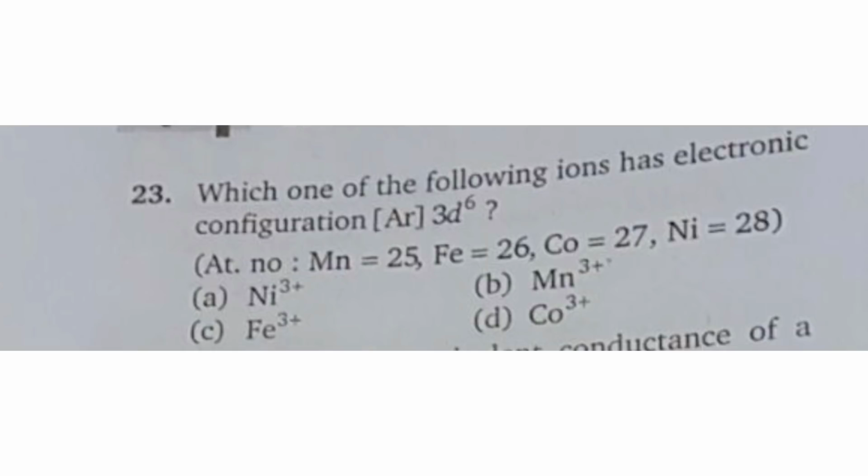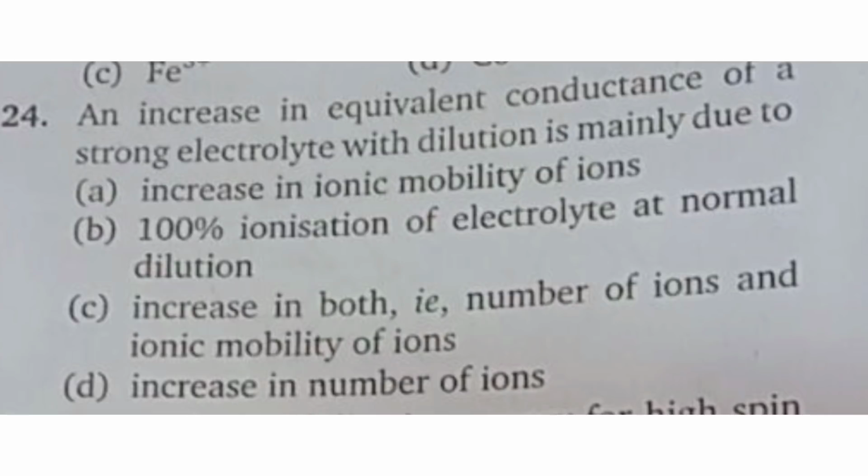The next one: which one of the following ions has electronic configuration argon 3d6? And the right one is option D, cobalt 3+. Then the last question is, an increase in equivalent conductance of a strong electrolyte with dilution is mainly due to. The right one is option A, increase in ionic mobility of ions.